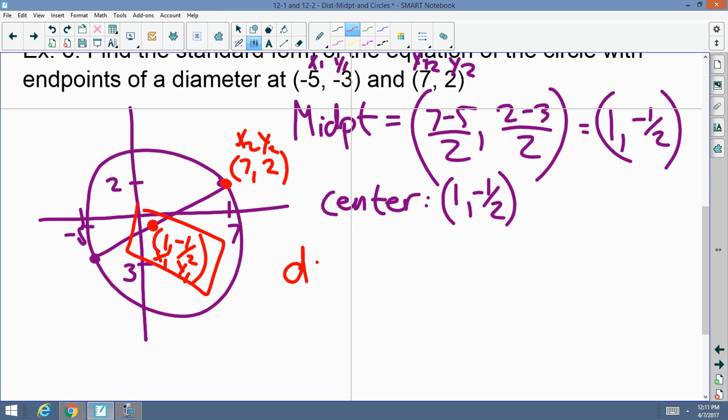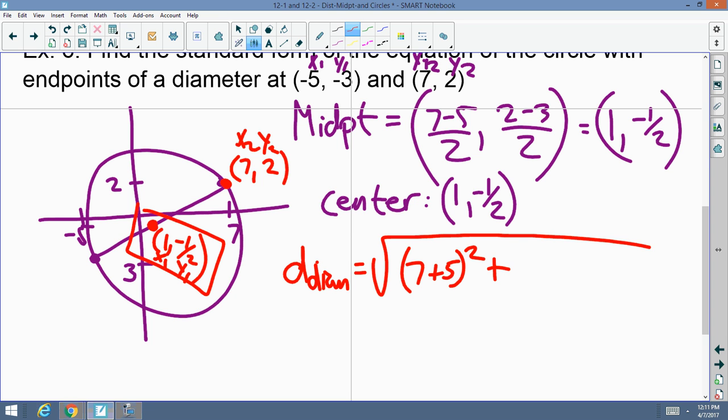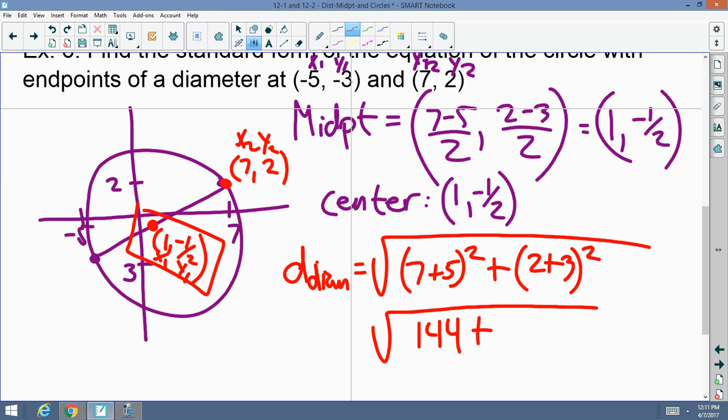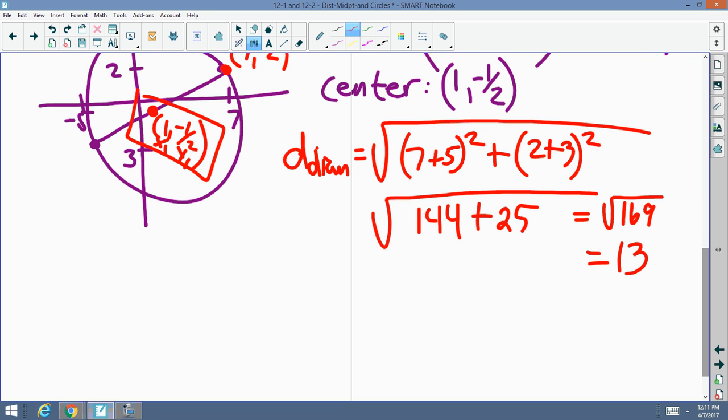So distance of the diameter equals x2 minus x1 squared plus y2 minus y1 squared. So that's the square root of 12 squared is 144 plus 5 squared is 25. So that equals the square root of 169, which equals 13. Now that's my diameter. So what would my radius be? Half of that. Very good. So my radius would equal 13 over 2, which equals 6.5.